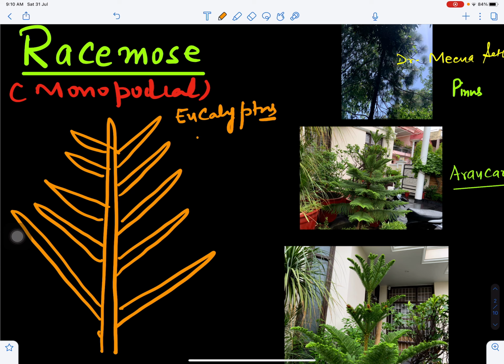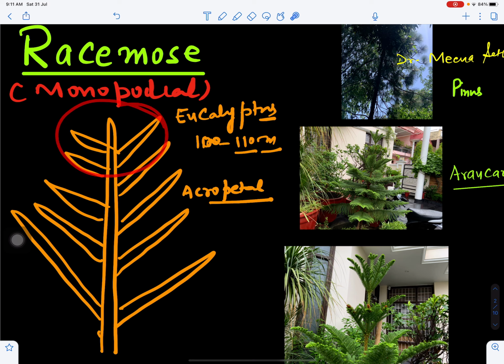Eucalyptus plant growth may be up to 100 to 110 meters, and the plant is growing indefinitely. So this is also called indefinite growth, and these are the lateral branches which are arising from the main stem. Now their arrangement on the main stem is in an acropetal manner. Acropetal growth is like we can see here, these are the older branches which are present at the base, then further younger, and older branches are present at the base and younger branches are present at the tip.